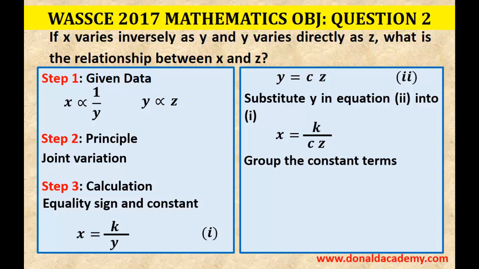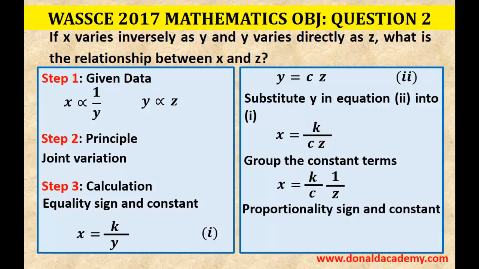The next step is to group the constant terms. In this case, we are talking about k and c. So we have x to be equal k divided by c, and this is multiplied by 1 over z.